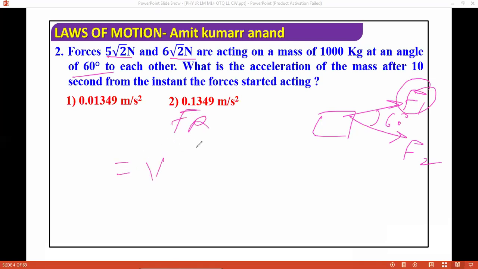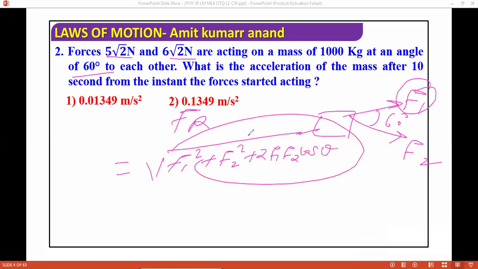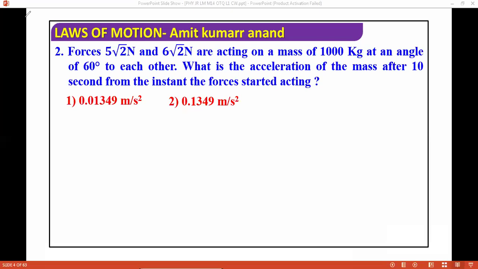Using the concept of vectors, FR equals the square root of F1 square plus F2 square plus 2 F1 F2 cos theta. Using this relation, you can find the net force. What is the acceleration of the mass after 10 seconds from the instant the force started acting? Once you get the net force and the mass is given, you can get the acceleration. The mass is given, that is 1000 kg.